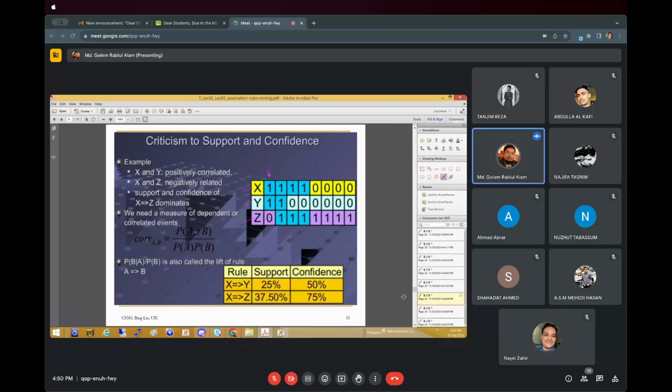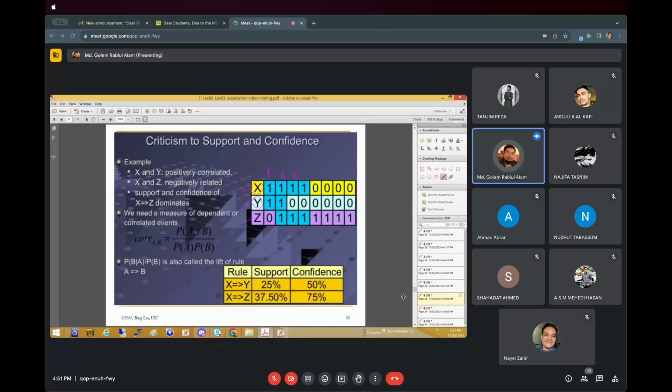That is a small t1. This is our small t2. This is our small t3, like this. Then we can see that there are 2 items. One item is x, another item is y.